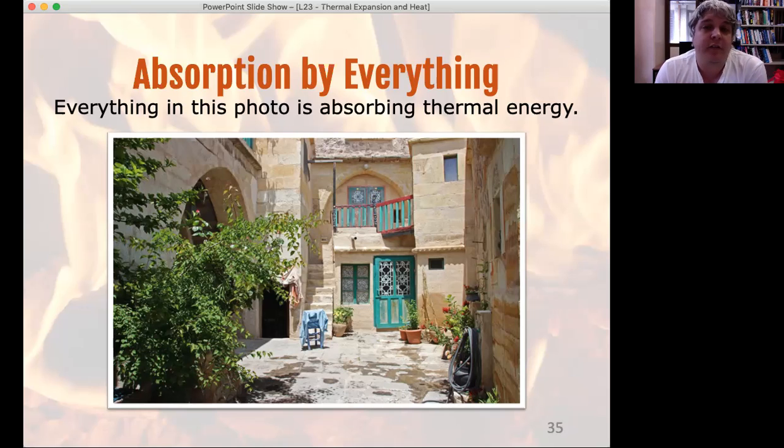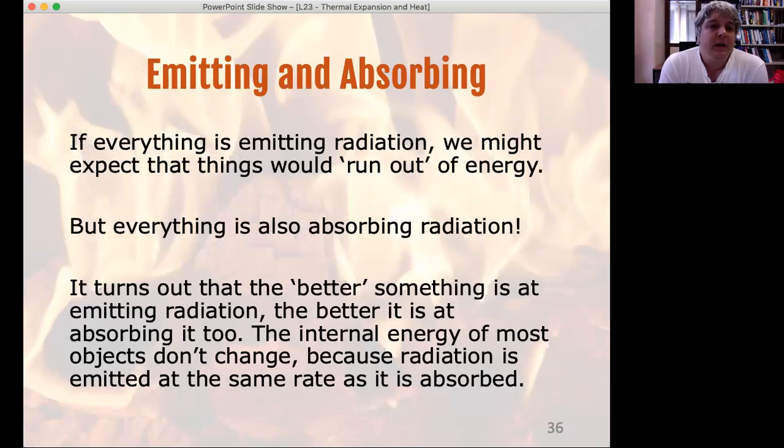So everything is constantly absorbing and constantly emitting. Here on Earth, everything is constantly absorbing some radiation energy. I'm absorbing radiation energy right now, but I'm also emitting radiation energy. So if everything is emitting radiation and everything is absorbing radiation, that explains why we don't run out of energy. Because you might have thought, when I said everything is constantly giving away its thermal energy, then why don't we all run out of energy and end up at absolute zero? It's because we're constantly absorbing energy too.